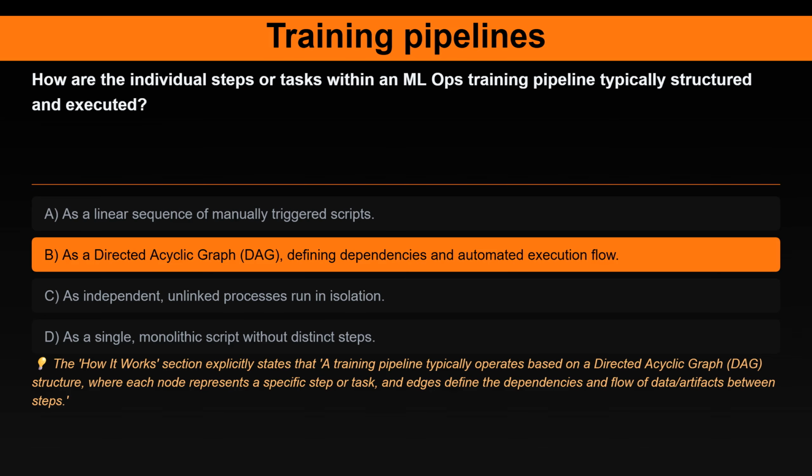The correct answer is as a directed acyclic graph, DAG, defining dependencies and automated execution flow. Here's the explanation. The How It Works section explicitly states that a training pipeline typically operates based on a directed acyclic graph, DAG, structure, where each node represents a specific step or task, and edges define the dependencies and flow of data/artifacts between steps.